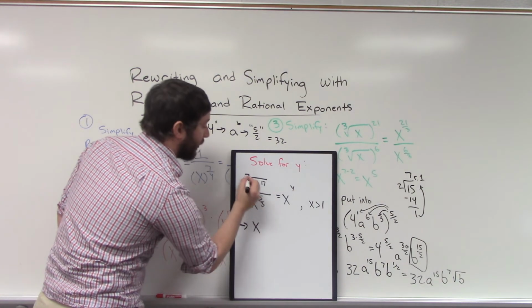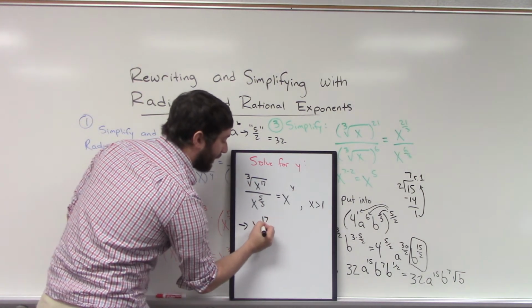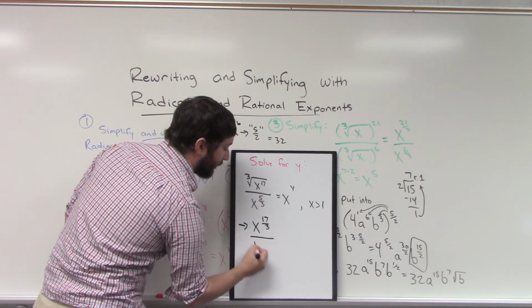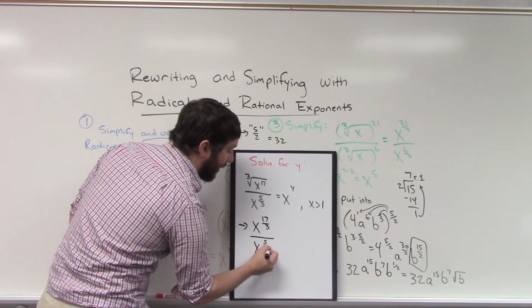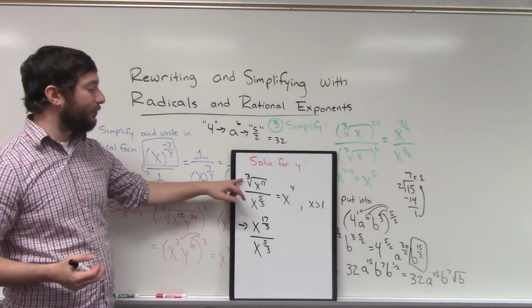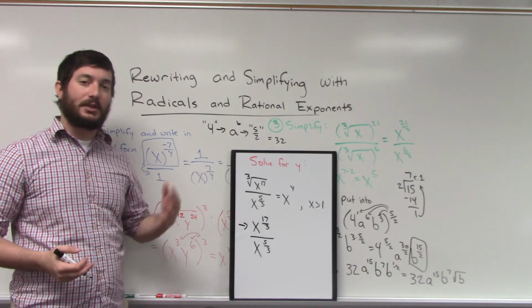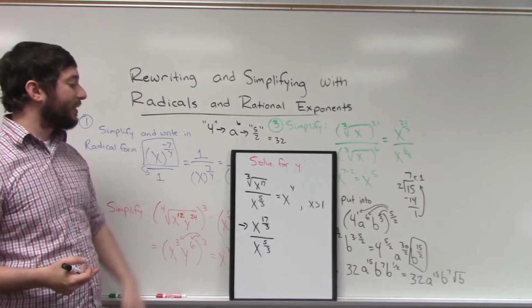Okay. 3 is the root. Roots are like true roots. They go on the bottom of a fraction exponent. Okay, why did I do that? Well, now I'm able to apply some exponent rules. So once again, you always want to rewrite this from radical form to rational exponent form if you need to. That way we can apply the exponent rule.